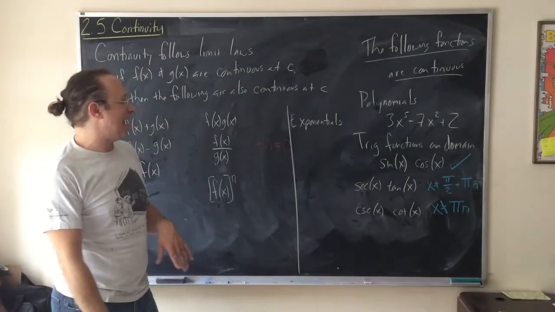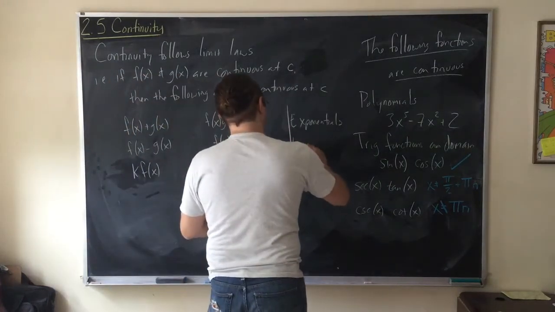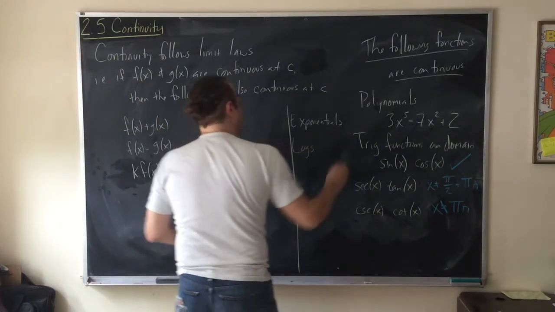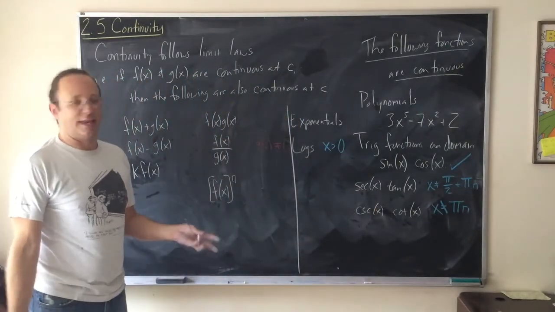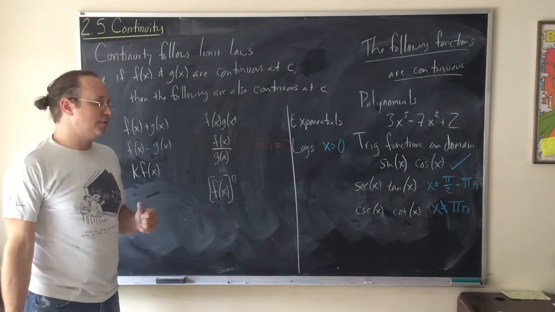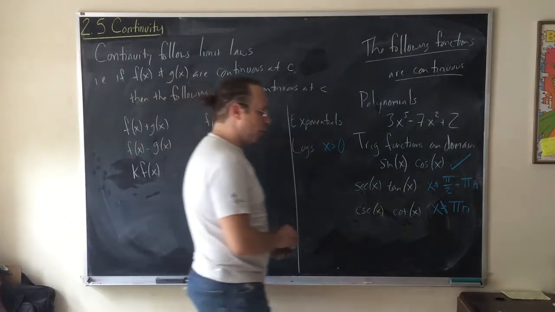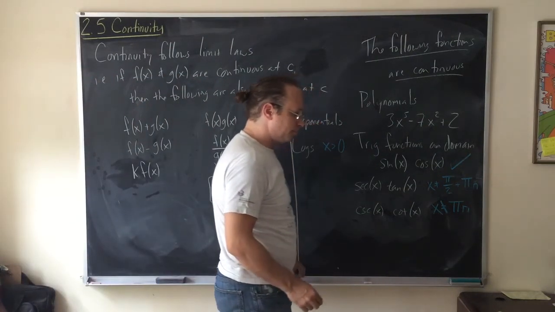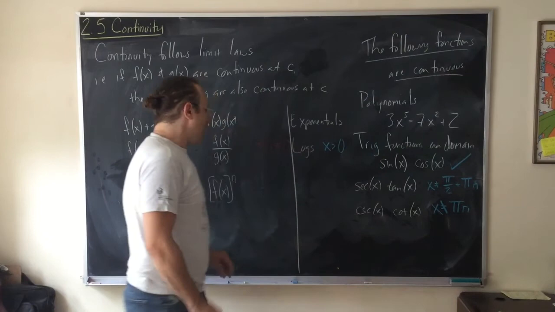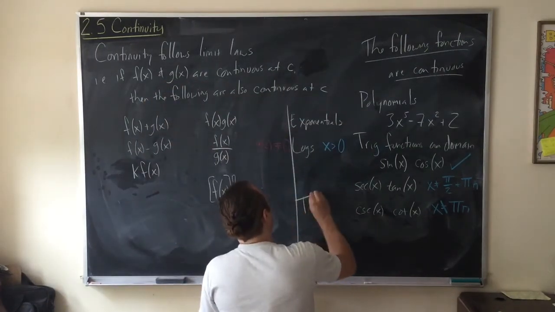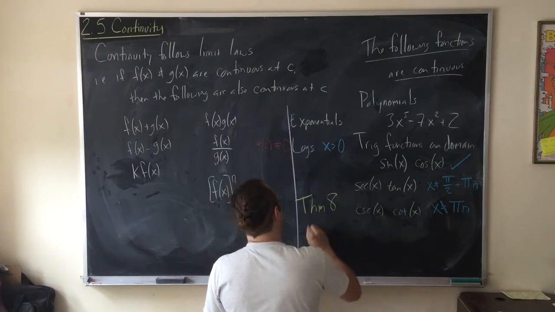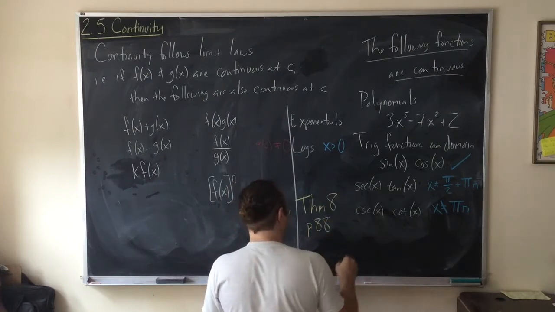exponentials are continuous everywhere. Logarithms are continuous as long as the stuff on the inside is positive, because we're not allowed to take the ln of 0 or a negative number. And all of this information is very neatly stored in Theorem 8 on page 88 of your textbook.